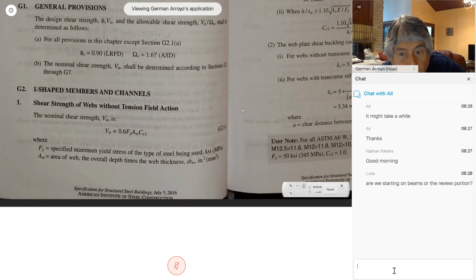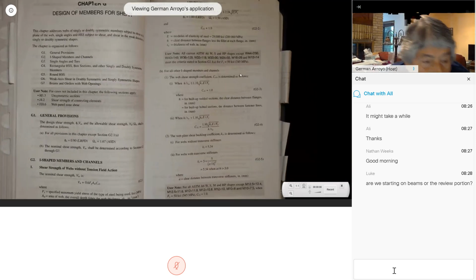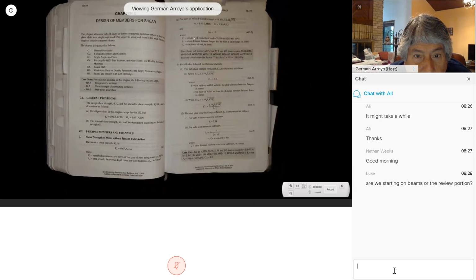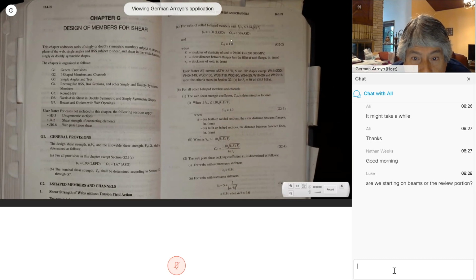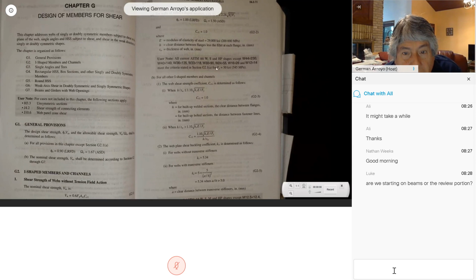However, most of the cases are going to be in G2. And in G2, phi is going to be 1, and Cv is going to be also 1. And in here, there is a user note that tells you which ones are the sections, because most of them follow G2.1.